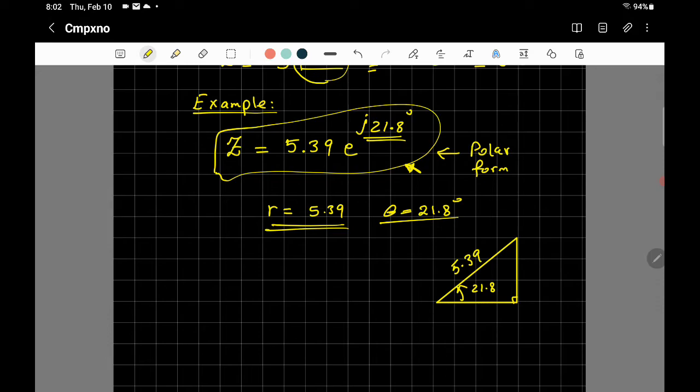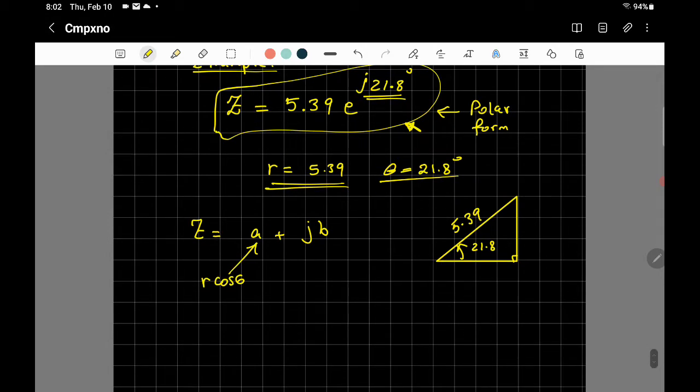To convert it to Cartesian, you'll say z is equal to a plus jb. I'm using j now. What's a? a is r cosine theta. What's r? 5.39. It's equal to 5.39 times cosine of the angle 21.8. So when we do that, we'll find the value for a. It will be equal to around 5.